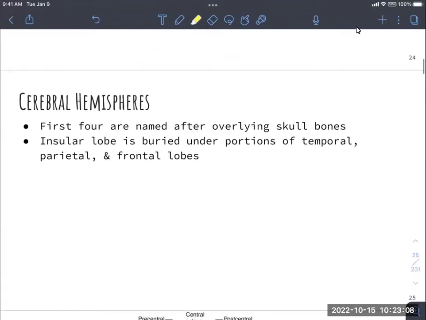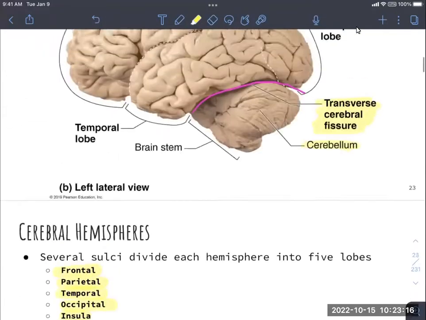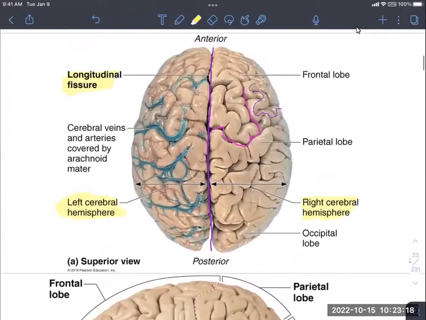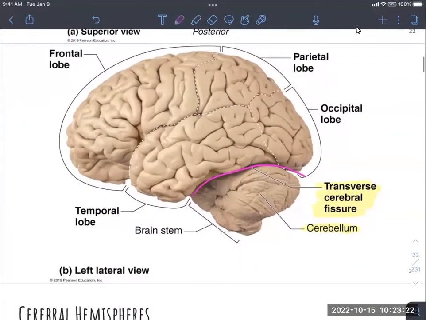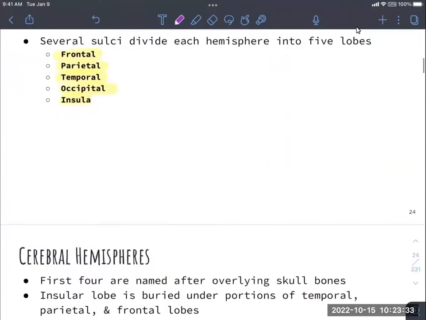So as I said, they're named for the bones lying over them. The insula is deeper. So you don't see the insula if you're looking at the whole brain. Like from here or here, you don't see the insula. The insula is kind of deep in this area. You can kind of see it through here, deep. If you pull these lobes apart, you're going to find that insula.